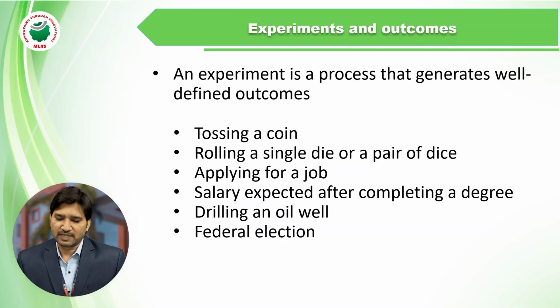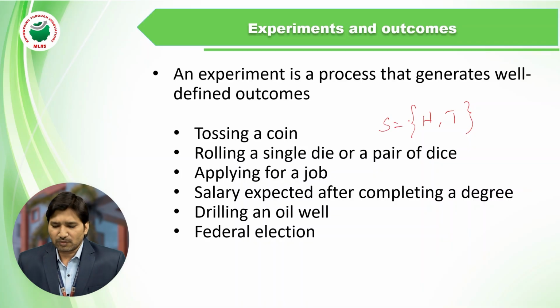First one is experiments and outcomes. An experiment is a process that generates well-defined outcomes. Example: tossing a coin. If you toss a coin, you will get two results, that is head and tail. Head and tail, that is the sample space.